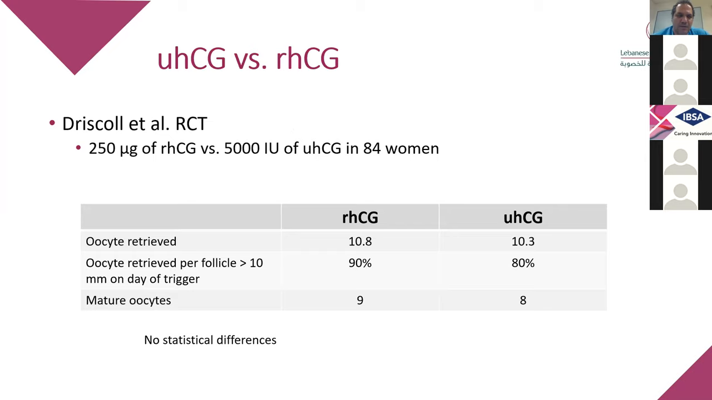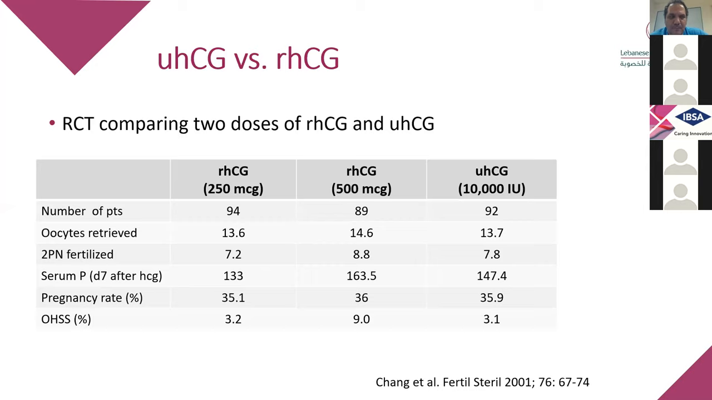So this one, a randomized controlled trial comparing 250 microgram of recombinant HCG versus 5,000 international units of the urinary HCG, showed that there is basically no real difference between the oocytes retrieved and the maturity of the oocytes retrieved. In another randomized controlled trial by Chang, they tried to see what would be the better dose of the recombinant HCG. Is it better to do 500 versus 250? And this was all compared to the 10,000 urinary HCG.